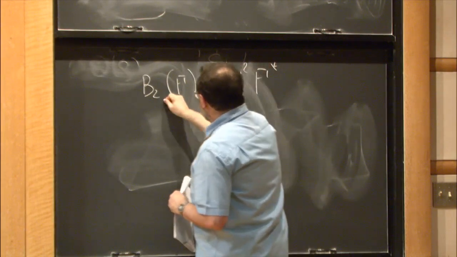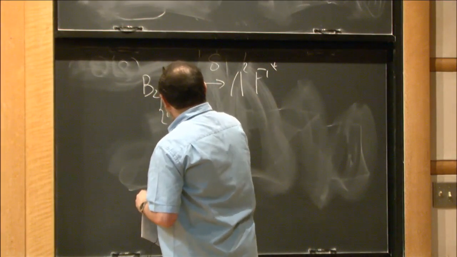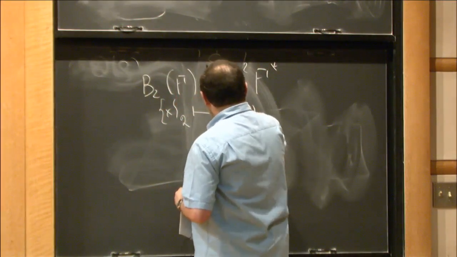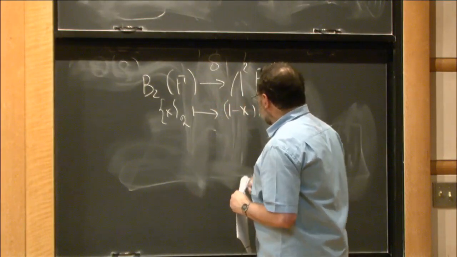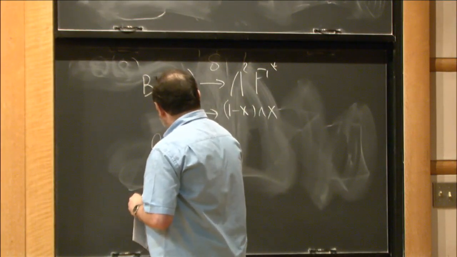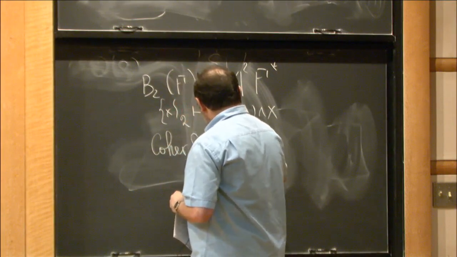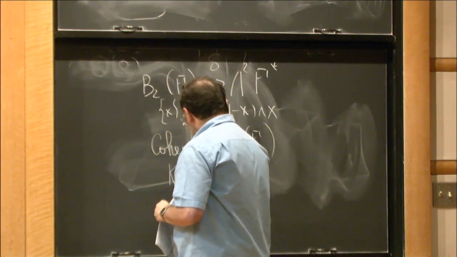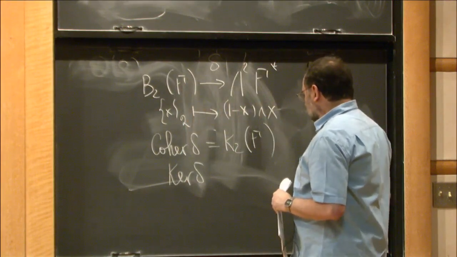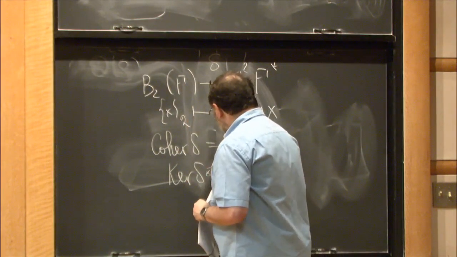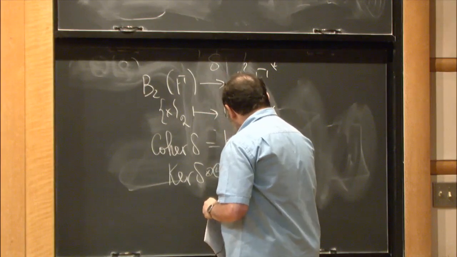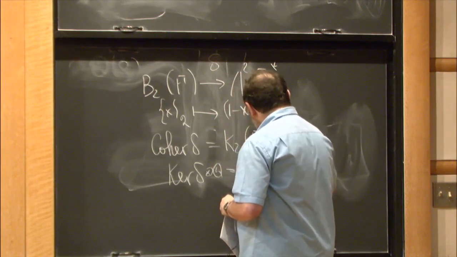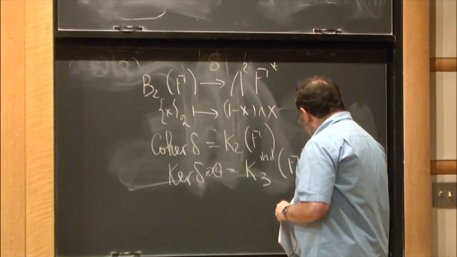And so the map here on the generator takes x sub 2 going to 1 minus x wedge x. Now, if you take the cokernel of this map, this is K2 according to Matsumoto's theorem for any field F. And if you take the kernel of this map, then modulo torsion, it's isomorphic to K3 indecomposable of this field F, modulo torsion.